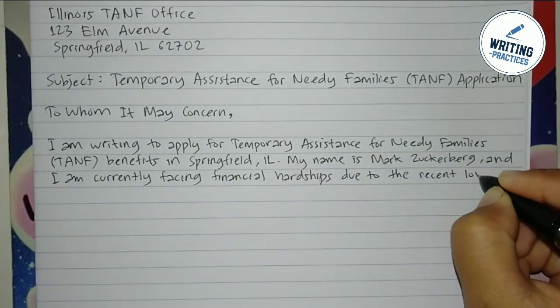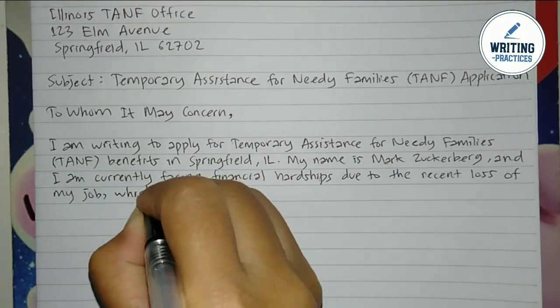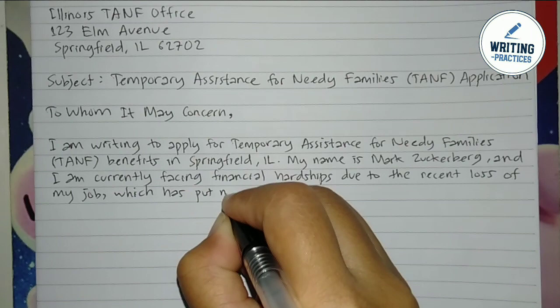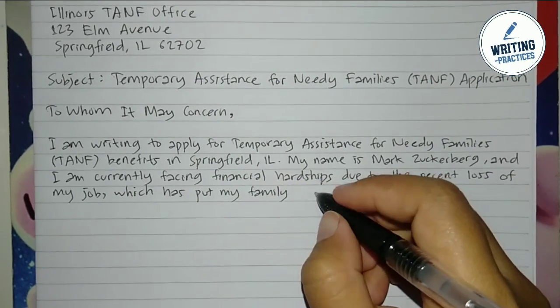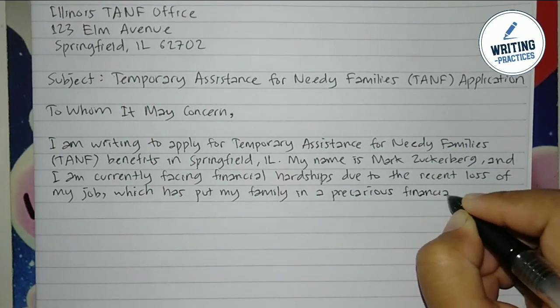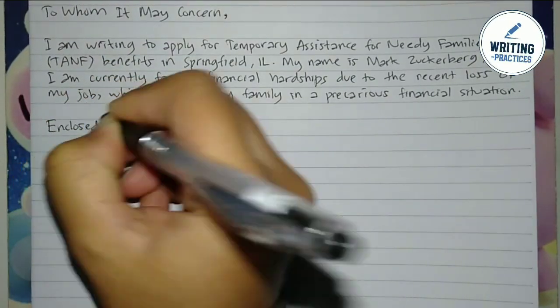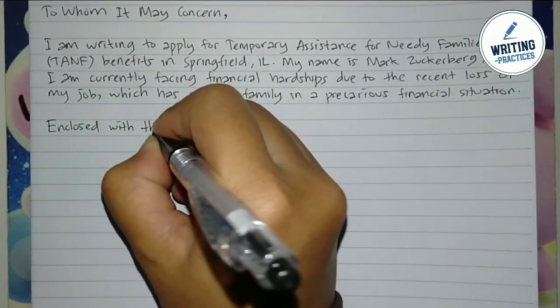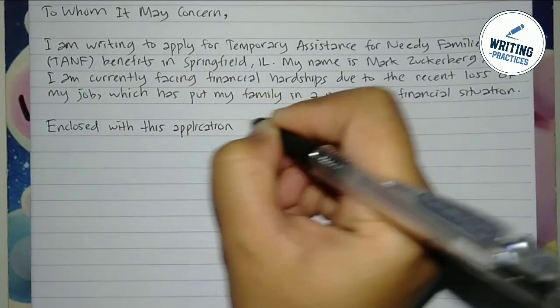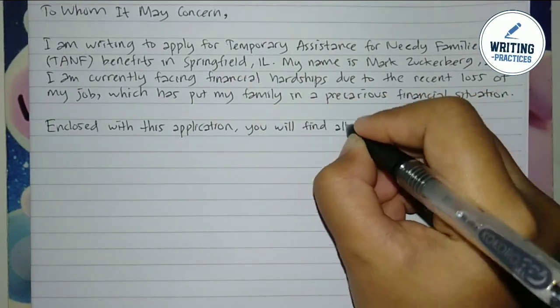Here is the example of how you write it. My name is Mark Zuckerberg, and I am currently facing financial hardship due to the recent loss of my job, which has put my family in a precarious financial situation. In the second paragraph, this is where you tell the recipient about the enclosed documents. Mention that you've included all necessary documentation to support your TANF application.